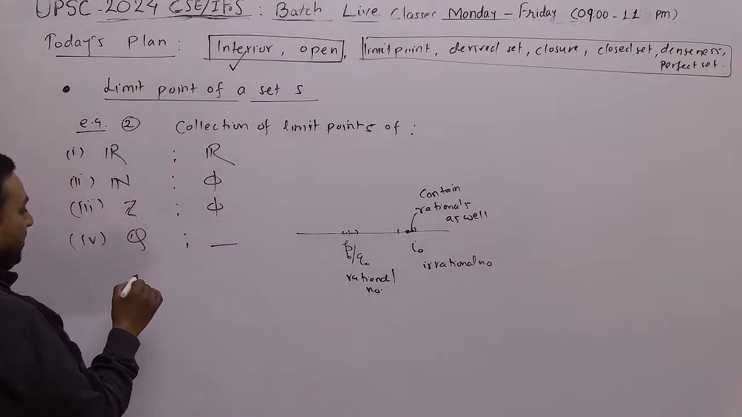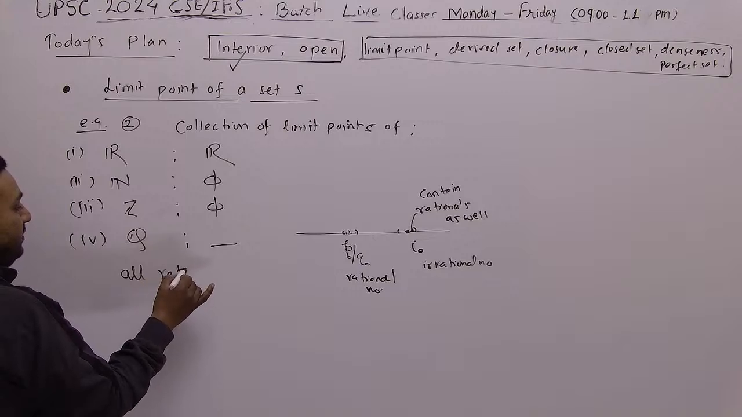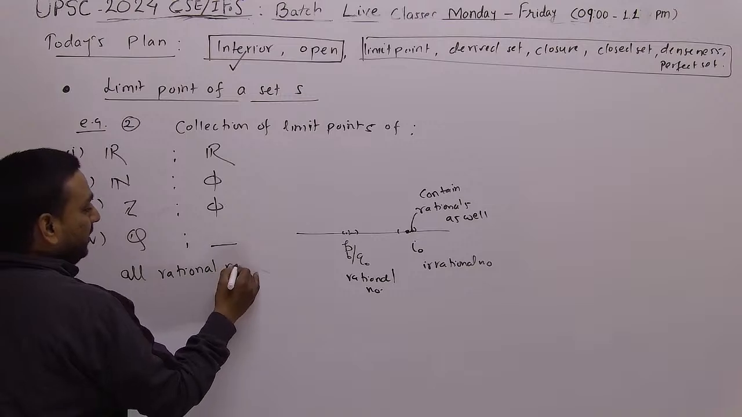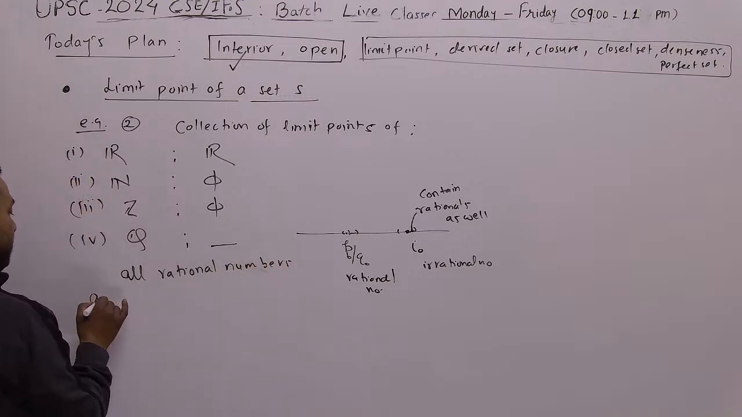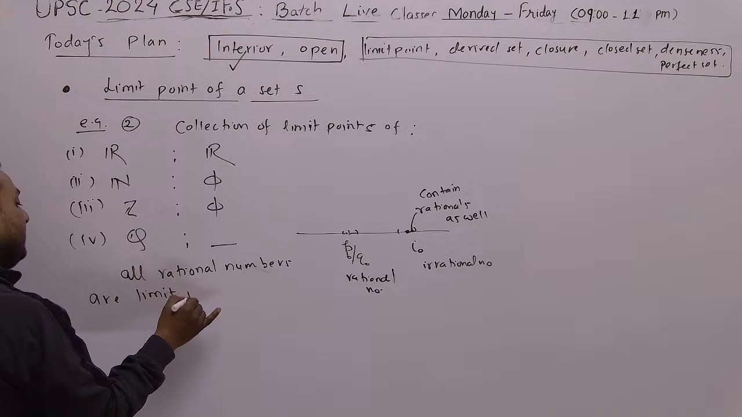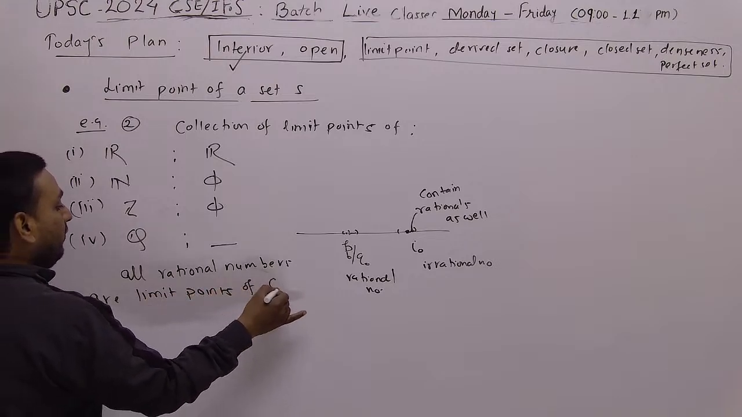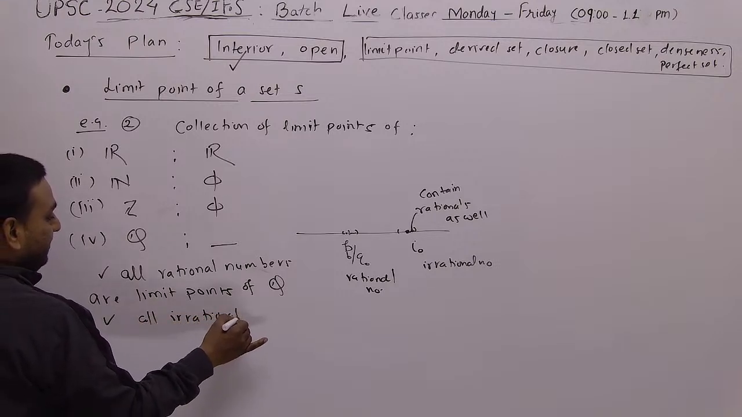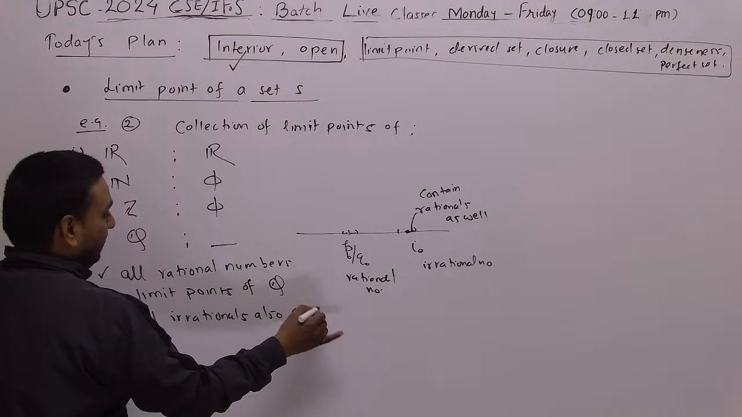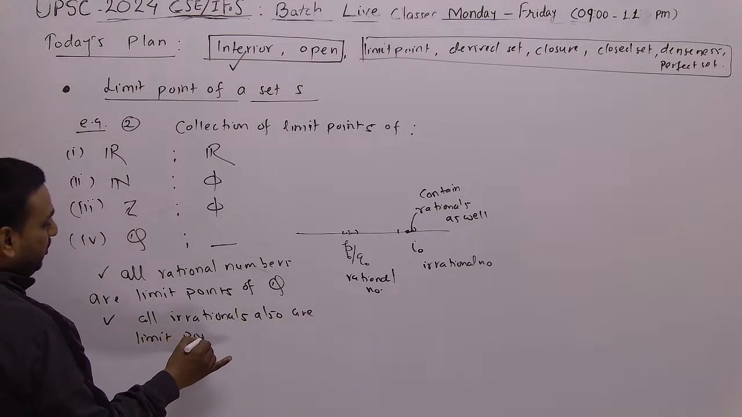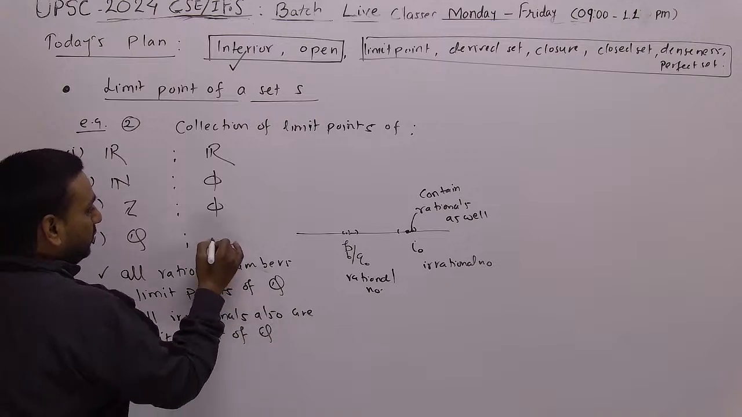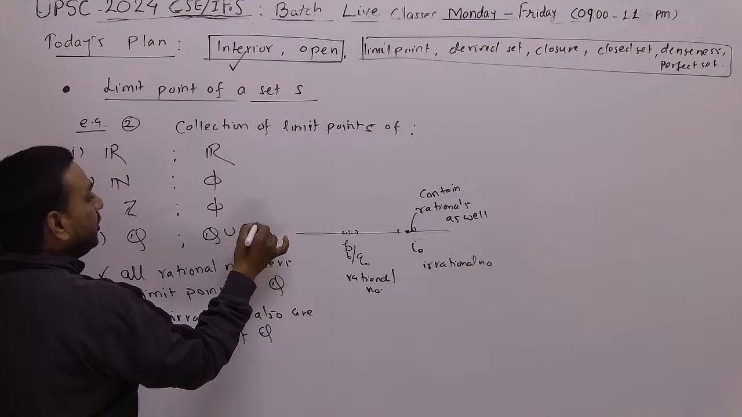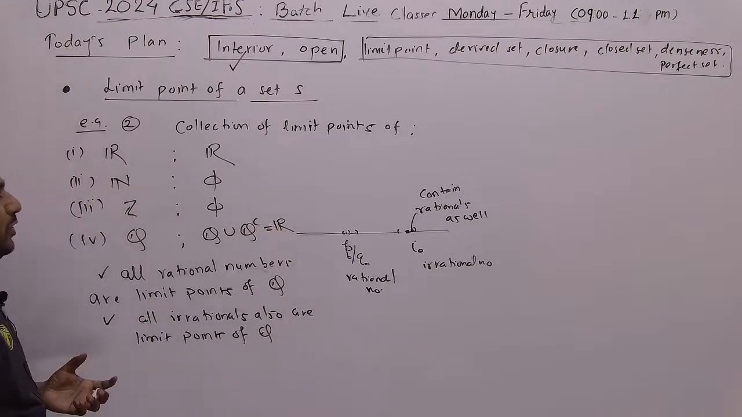so क्या बोलेंगे? All rationals are rational numbers, और rationals एक ही बात होती है. All rational numbers are limit points of Q. Similarly, all irrationals also are limit points of Q. So the answer will be Q union Q complement, and that gives you the whole real line.